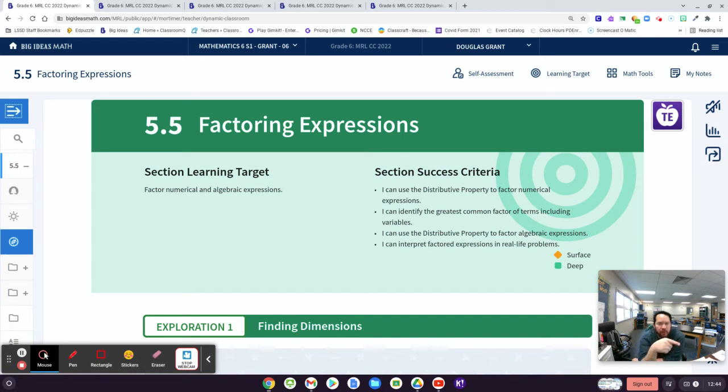Ahoy, mateys. We're jumping into 5.5, which is factoring expressions, also known as undistributing. It is going backwards from distributing. Okay, let's jump into it.